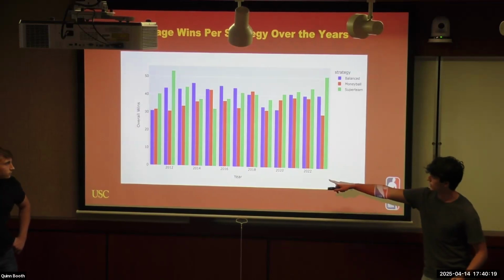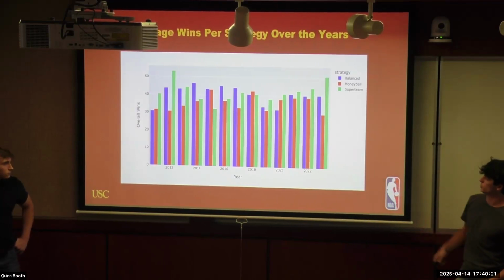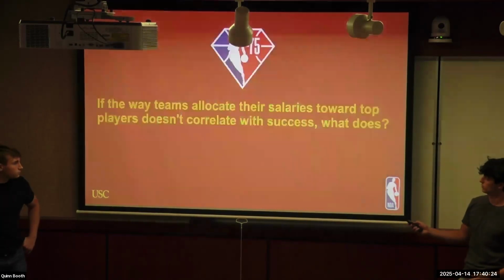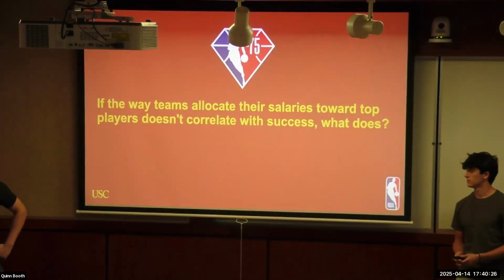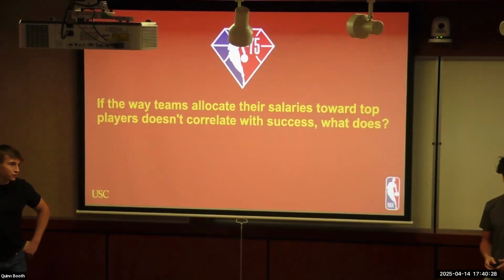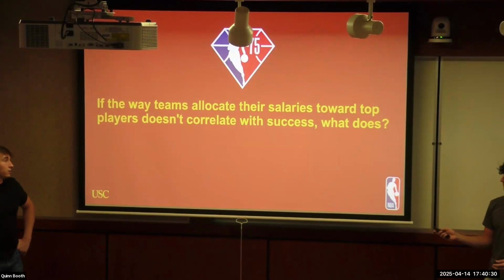And then starting here in 2019 up until now, it seems the super team strategy has been sort of pulling away more. So if the way teams allocate their salaries isn't a really good way to see how many wins they're going to have, what is a really good metric?